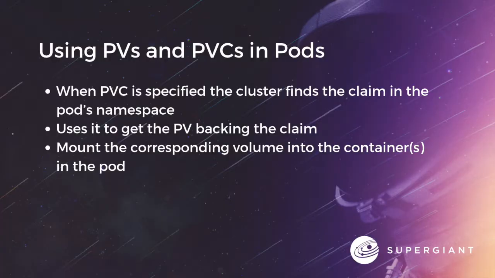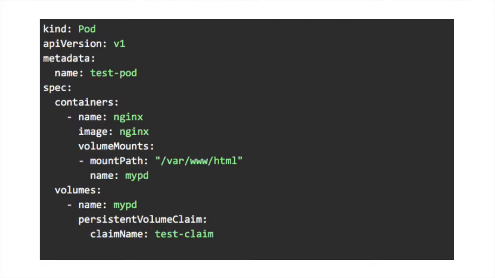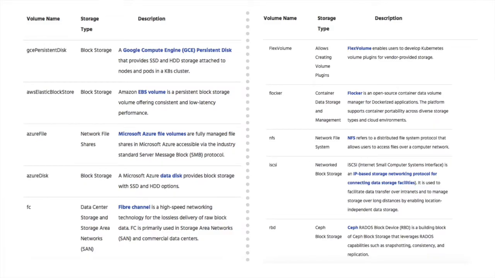Pods can use PVs by specifying a PVC that matches its resource and volume options definitions. This works as follows. When the PVC is specified, the cluster finds the claim in the pod's namespace, uses it to get the PV backing the claim, and mounts the corresponding volume into the containers in the pod. Note that the PVCs should be referenced as volumes in a pod spec. For example, here we see a pod spec that uses a persistent volume claim named test claim, referring to some PV. There's a number of persistent storage volume plugins that can be used by PVs and PVCs.